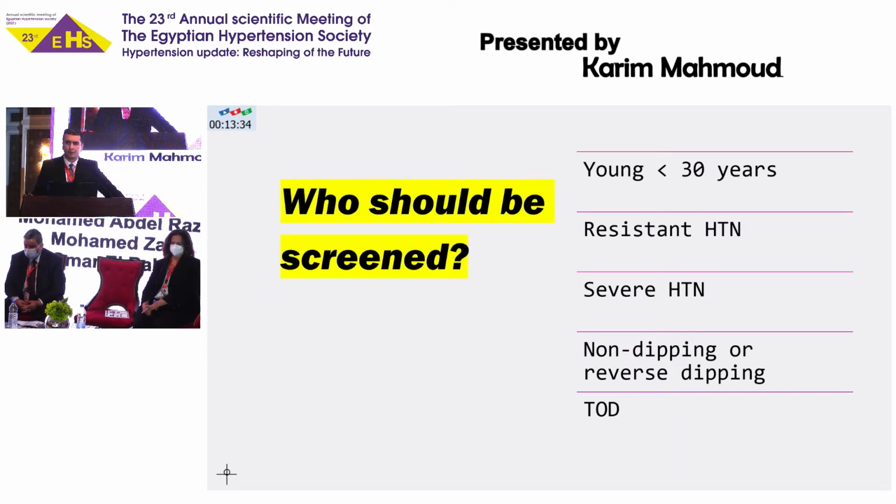So who should be screened for secondary hypertension? Young patients with hypertension, especially if they don't have a risk factor for hypertension, should be screened. The patient with resistant hypertension, defined as blood pressure more than 140/90 despite 3 antihypertensive medications, including diuretics. The cases with severe hypertension and hypertensive emergencies. The cases with non-dipping or reverse dipping on ambulatory blood pressure, and target organ damage, especially if it occurs early in the course of the disease.